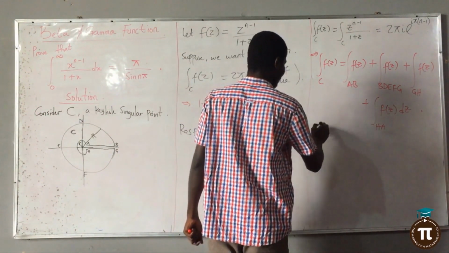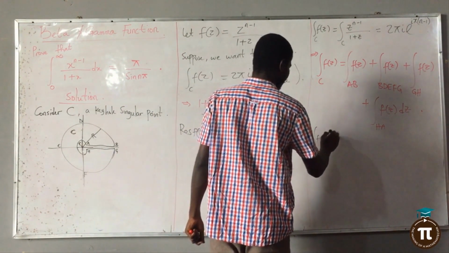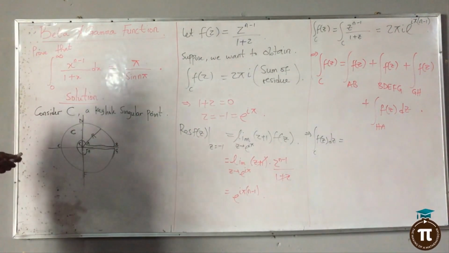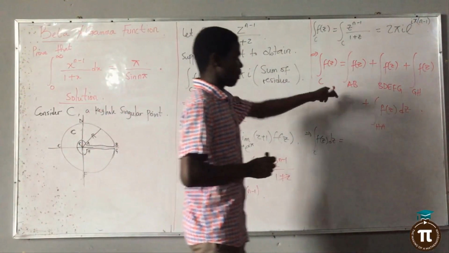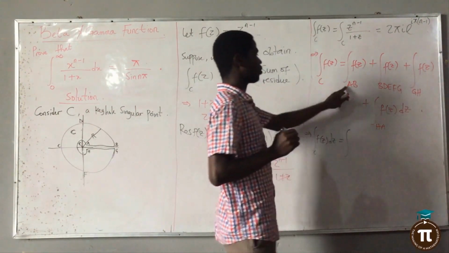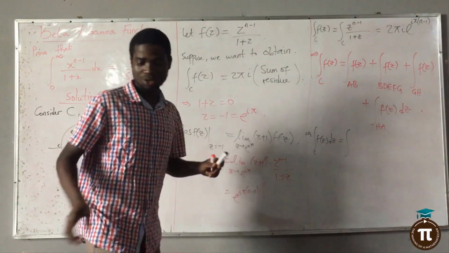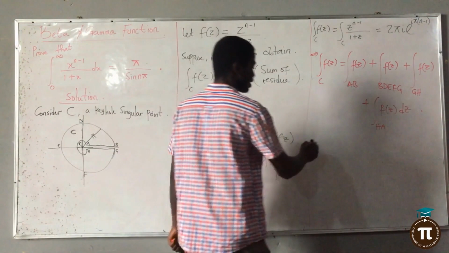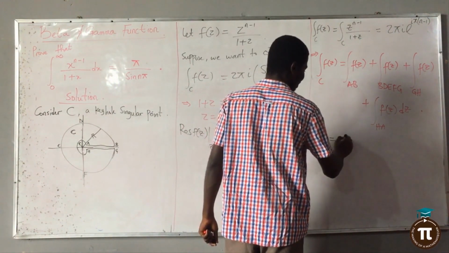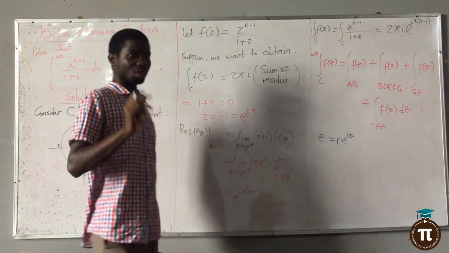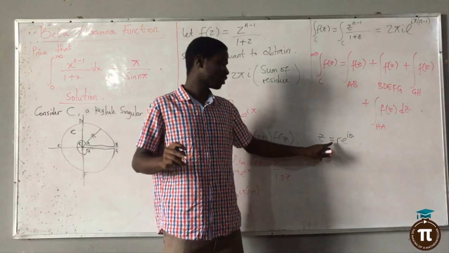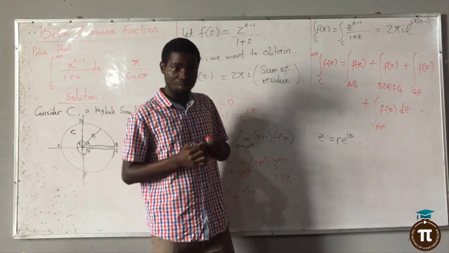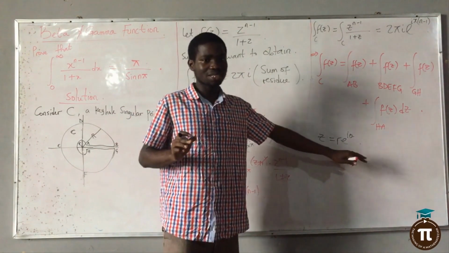This will be equal to integral of C of f of z dz is equal to integral. Now AB, before I do this next one, don't forget, whenever you want to compute in complex analysis, z is always represented as e raised to power i theta. You will let z be equal to r e raised to power i theta. That's the exponential of a complex number. So whenever you see z, you can represent it as this.